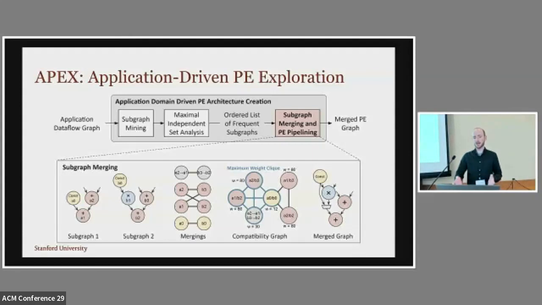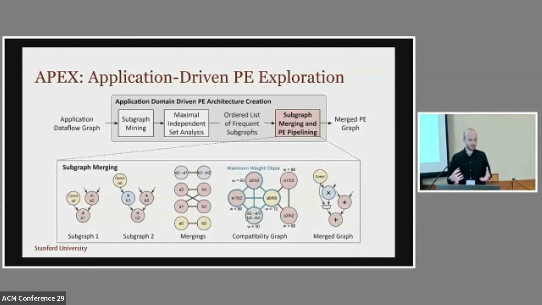So this whole process starts with an application data flow graph. You can have one application data flow graph or many. And throughout this whole application domain-driven PE architecture creation tool, we pick out the common computational patterns in subgraph mining. We eliminate those that are less interesting, worse choices using maximal independent set analysis, and merge many of them together to form this merged PE graph.